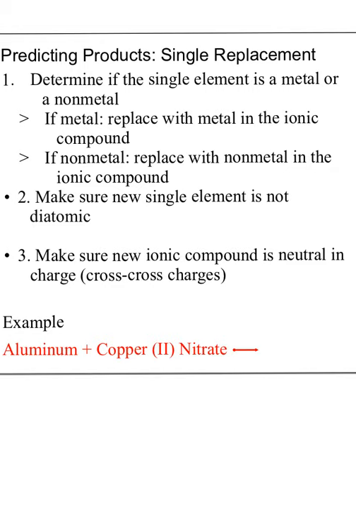All right, let's work on predicting products. So let's say I give you 2 reactants and we think it's a single replacement reaction. The first step is to determine if that single element is a metal or a nonmetal. If it is a metal, so the left side of the periodic table, you will replace it with the metal in the ionic compound. If it's a nonmetal, you'll replace it with the nonmetal, right?